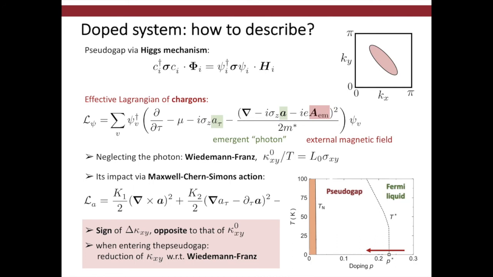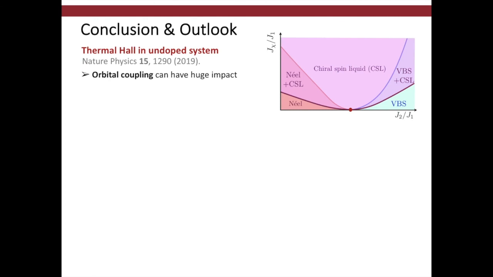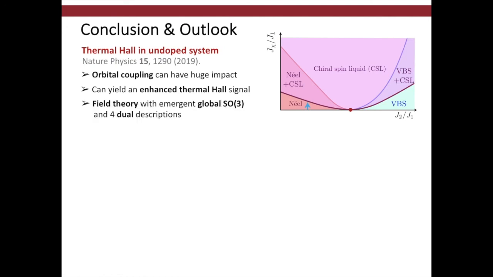And with this, I'm at the end of my talk, which I would like to summarize. In the first part of the presentation, we discussed the thermal Hall effect in undoped quantum magnets, noting that for certain parameter regimes, the impact of the orbital magnetic field can be significant. We have seen that it can drive magnetically ordered phases, in our case the Néel state, in proximity to a chiral spin liquid, which enhances the thermal Hall response. We have also shown that the low-energy field theory in the vicinity of the transition to the chiral spin liquid phase has an exotic emergent SO(3) symmetry and has not only one, but in fact four dual descriptions in terms of abelian and non-abelian gauge theories.